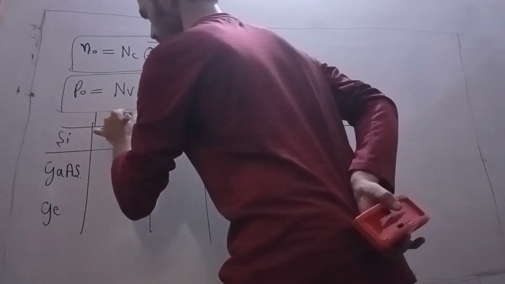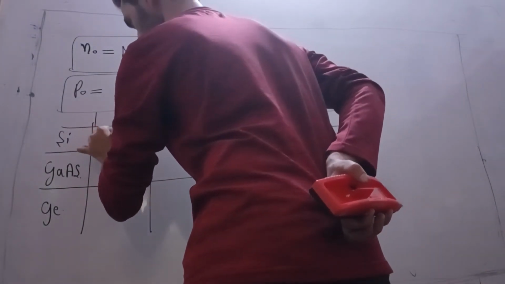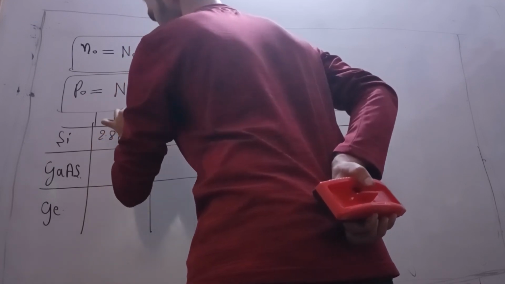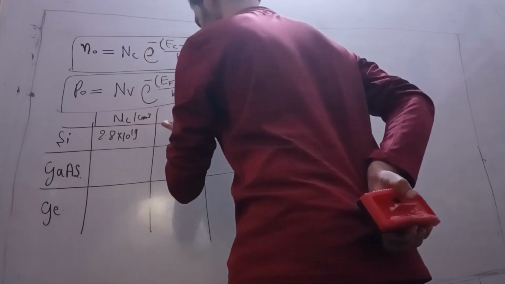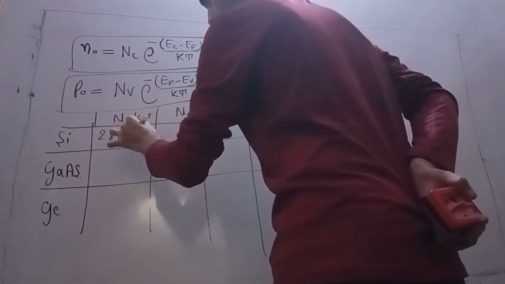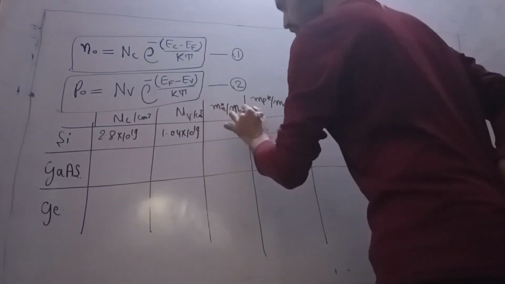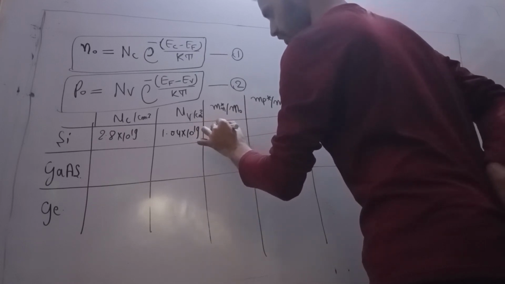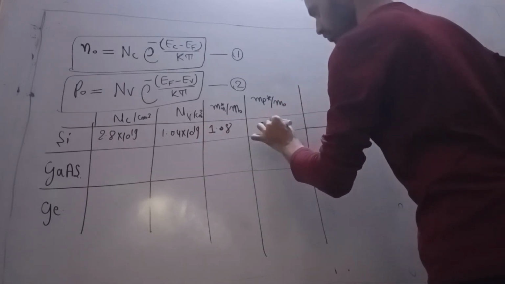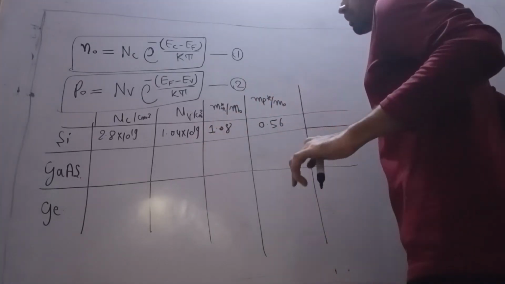For silicon, Nc is 2.8 into 10 to the power 19 per cubic centimeter, and Nv is 1.04 into 10 to the power 19 per cubic centimeter. Both are in cubic centimeter. The ratio mn star by m naught is 1.08, and this one is 0.56, mp star by m naught.